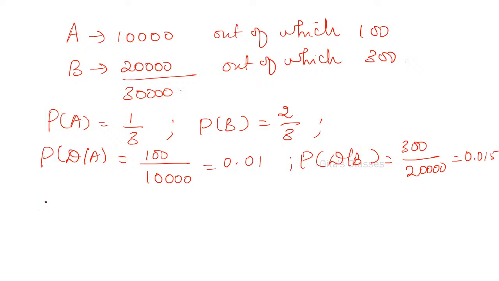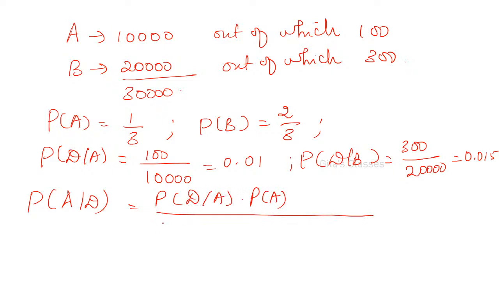Now what do you want? Actually, P of A given D. Actually, you are taking it as a defective product. What is the probability that it has come from the first one? That is P of D given A into P of A divided by P of D given A into P of A plus P of D given B into P of B.